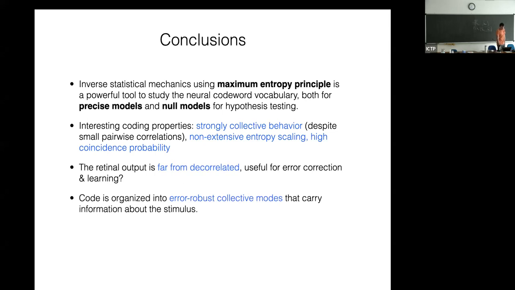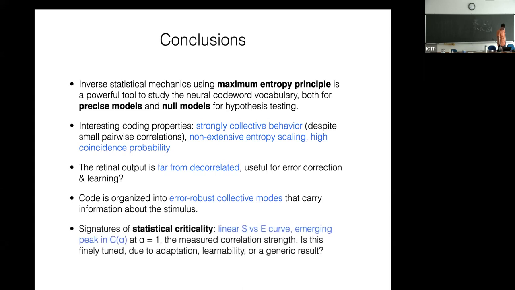The code seems to be organized in collective modes of activity that resemble basins of attraction, with some caveats, and these seem to really encode information about the stimulus. And we have these interesting signatures of statistical criticality that you can make a bit more precise. What that means is still an open question: whether it's due to adaptation, due to downstream learnability of the code, or, as Nemenman and Schwab and others suggested, a generic result in a very large class of models without any fine tuning. So that's all on the table.